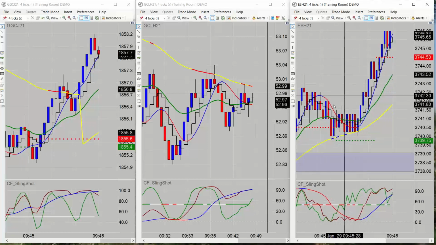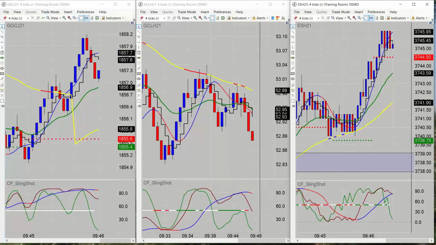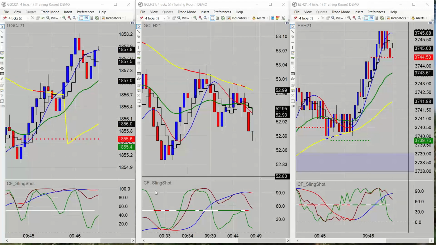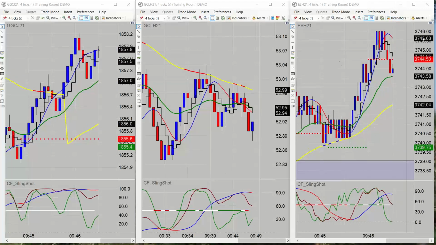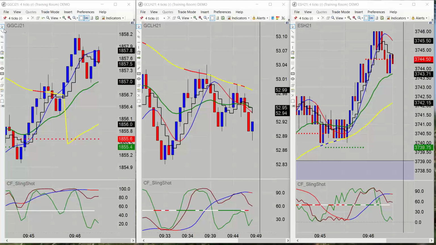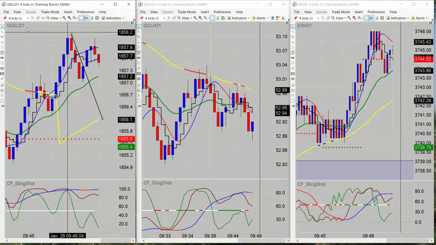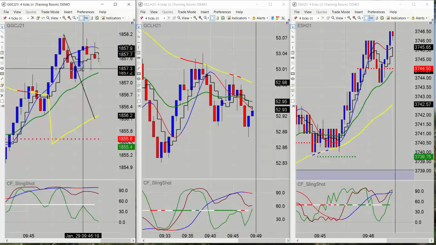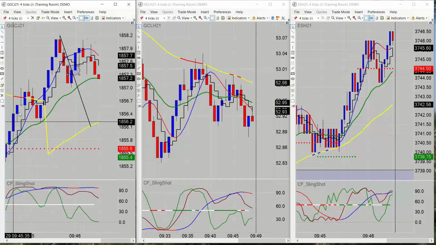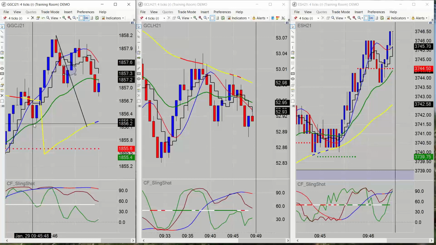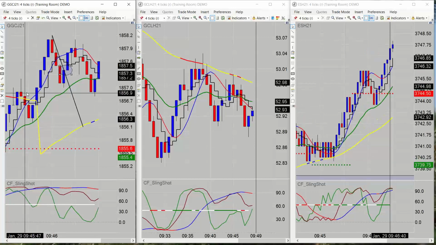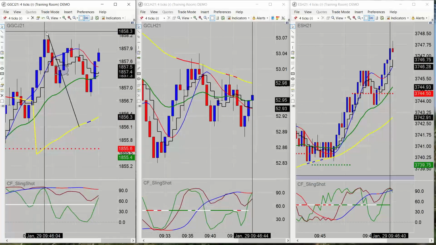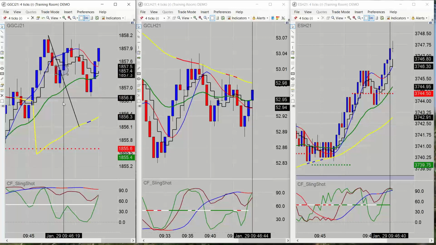And now it looks like we may be getting a move to the upside. So we had an entry there on the gold. Okay, so step 1, we had a trend. We had higher highs and higher lows. Step 2, we have a bullish cross. Price pulls away. Price pulls back.